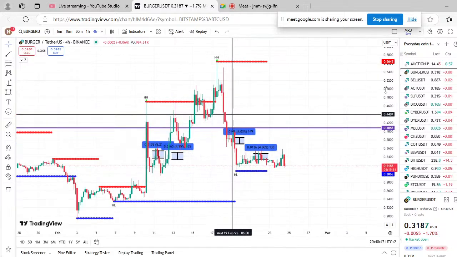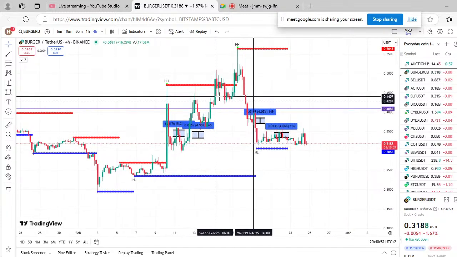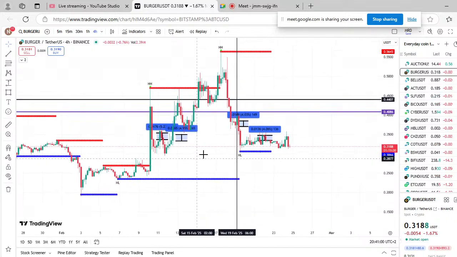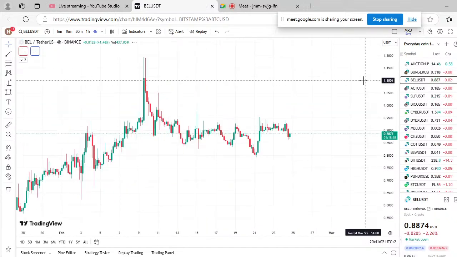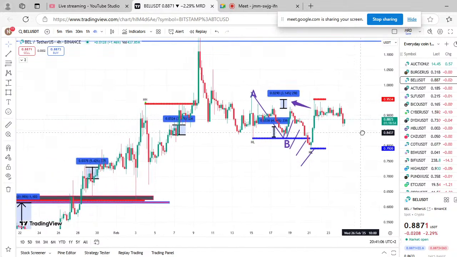So when you draw those lines, they will always help you to understand where the market is heading. But now, the market is a bit slow. It is not having momentum.